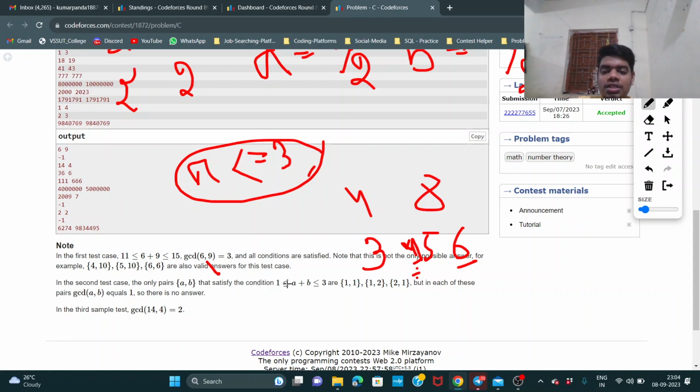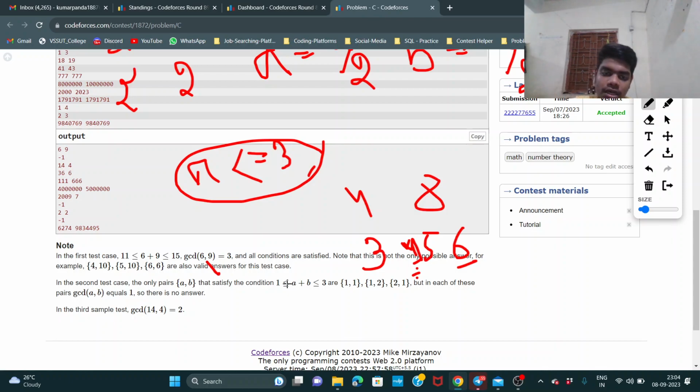One is 2 and 2. The GCD of 2 and 2 is 2, and the sum of the two numbers is 4, and 4 lies between this range 3 and 6. Okay. So this is the case. And we just have to find the even number other than 2.